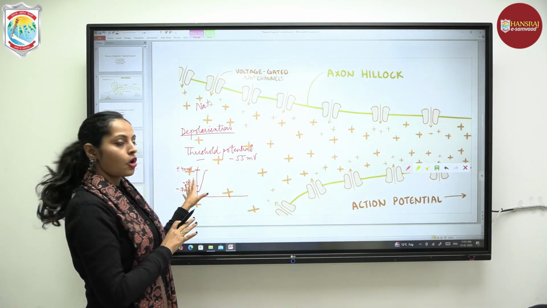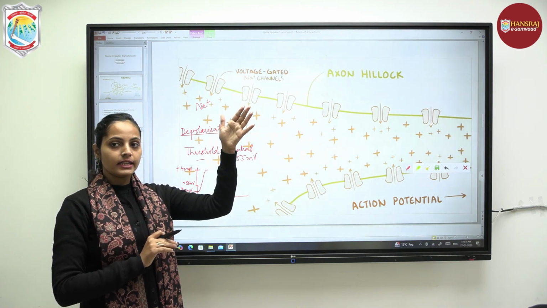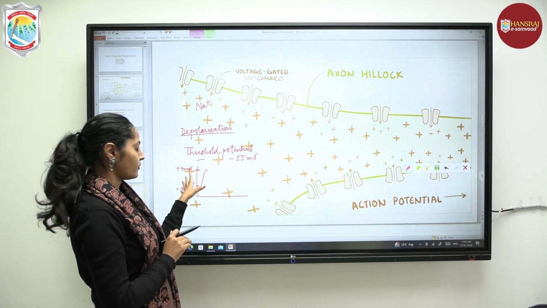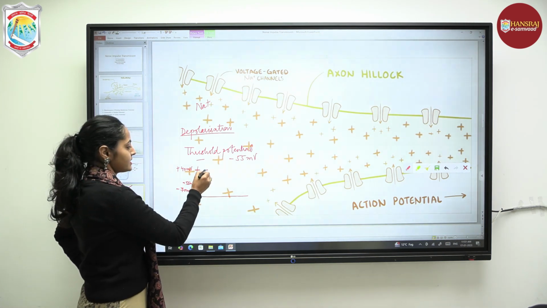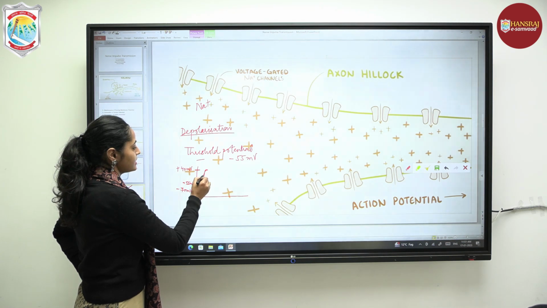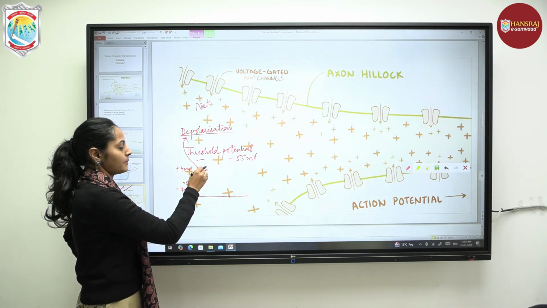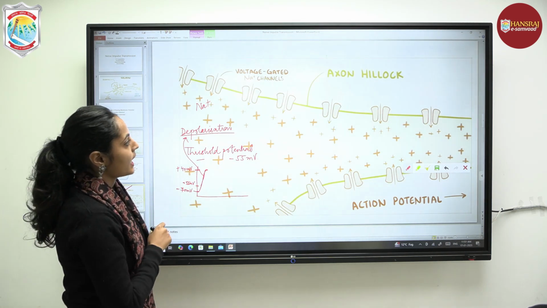If it has crossed the threshold value, it will fire, and in case it hasn't, no matter the strength of the impulse, it will not fire the action potential. Right, so this state is known as depolarization. This is what depolarization is. We say that the membrane is depolarized because there is a charge reversal. Now what happens?